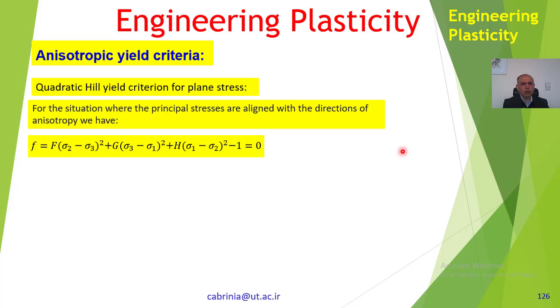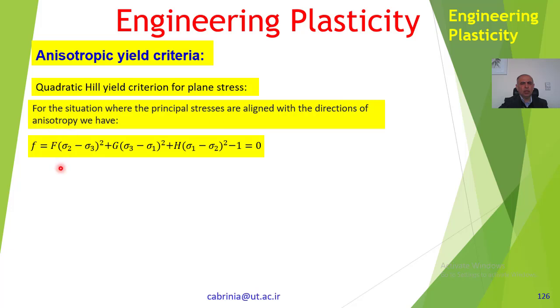Here, for the situation where the principal stresses are aligned with the directions of anisotropy, we have written the previous equation in this form. F is the yield function: F(sigma 2 minus sigma 3) squared plus G(sigma 3 minus sigma 1) squared plus H(sigma 1 minus sigma 2) squared, minus 1 equal to 0. Here we have used the principal stresses in the directions 1, 2, and 3, and we have supposed that the principal stresses are aligned along the directions of anisotropy.